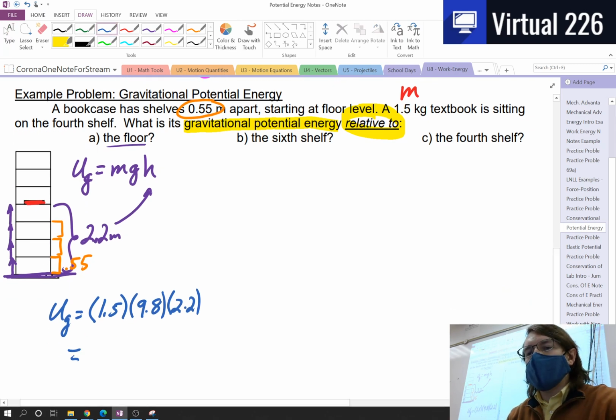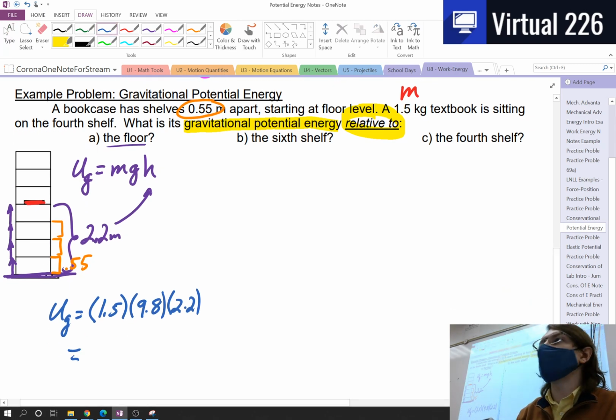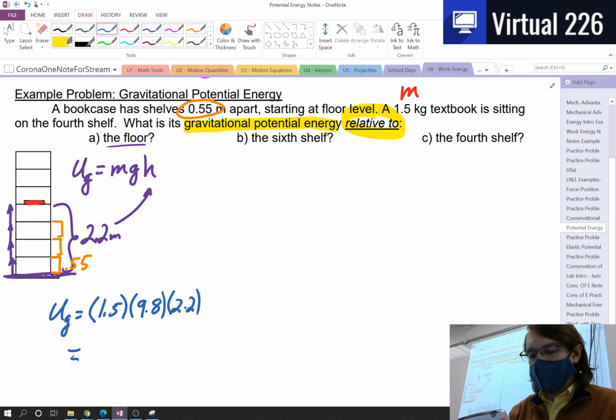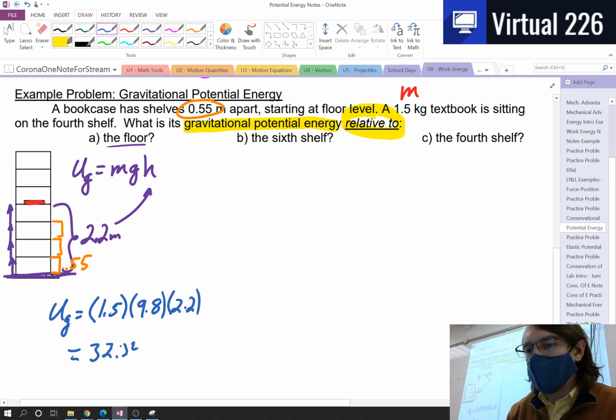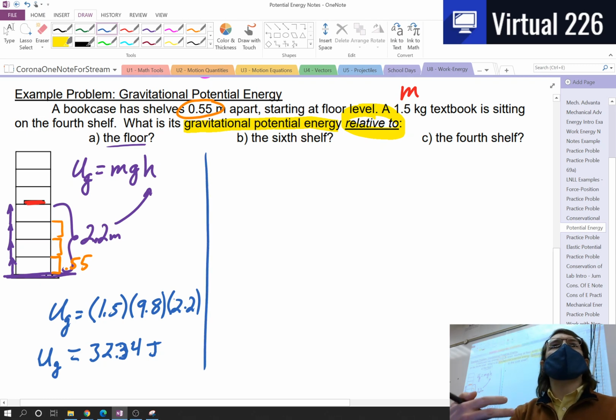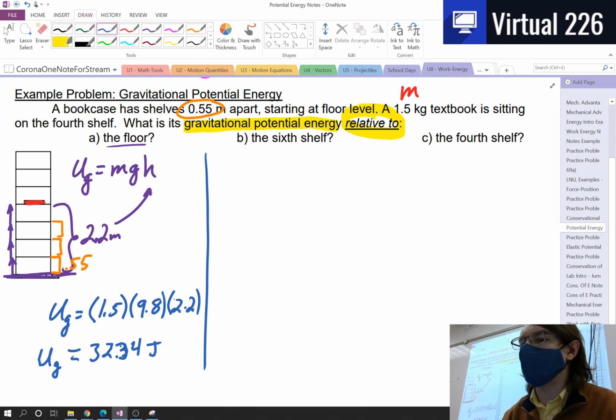When we multiply all that together, we're going to get a number. It's going to be in joules because this is still an energy. So 1.5 times 9.8 times 2.2 gives us 32.34, that's a 3 right there, joules. And that's nothing too crazy. We know the mass, we know gravity, we just need to get this height relative to a reference position.